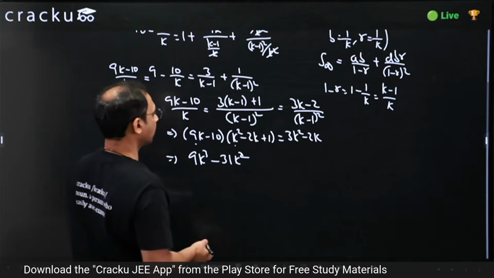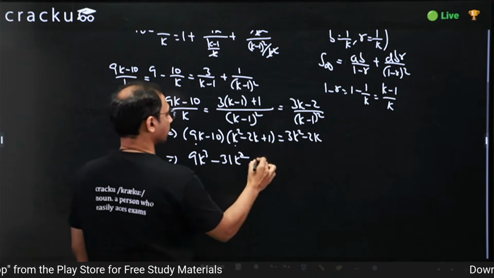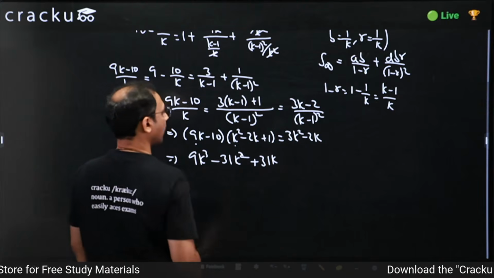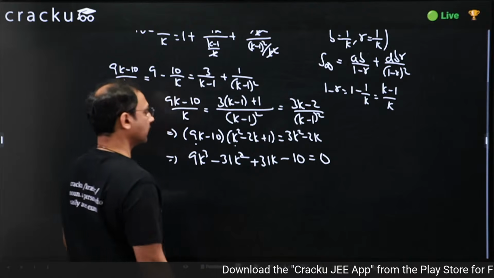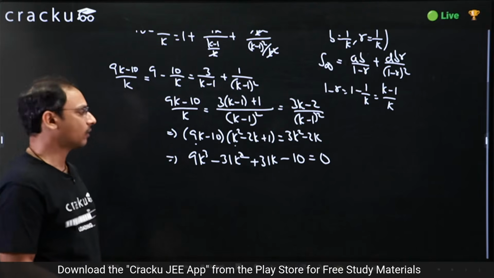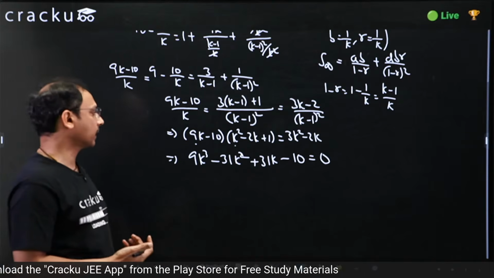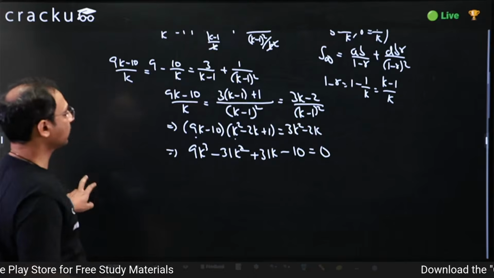What is the k coefficient? 9 plus 20 is 29, plus 2 is 31k, and the constant is minus 10. So this is the cubic equation we got. If you have a cubic equation, it's always difficult, so try to get some root in the beginning so that you can find the other two roots.